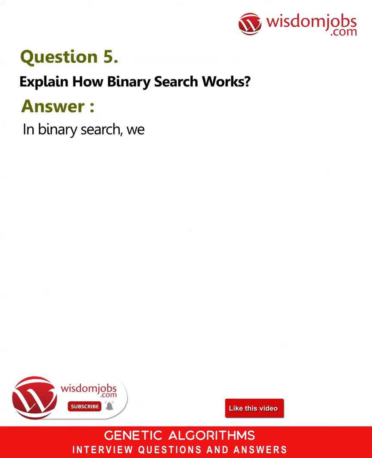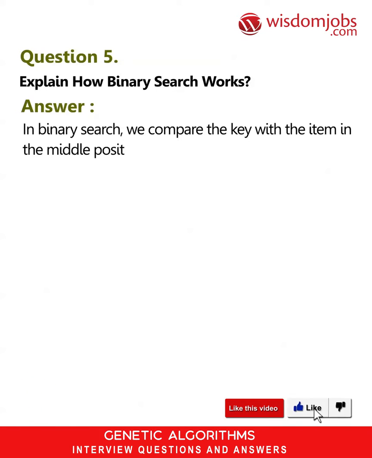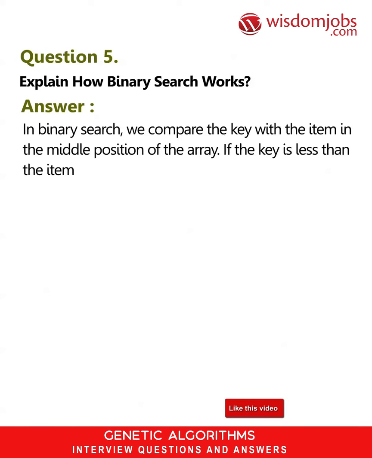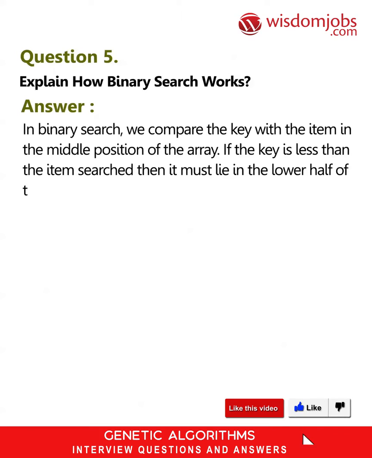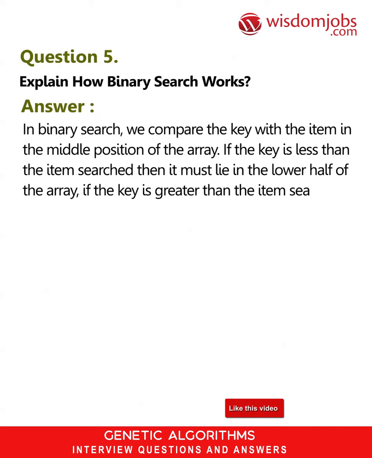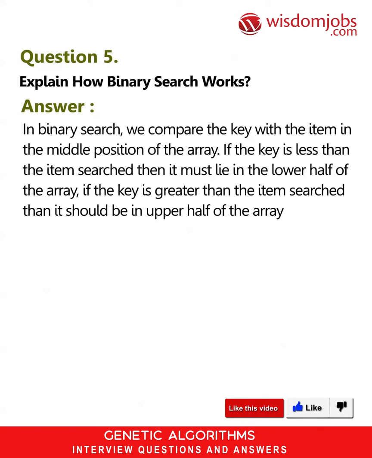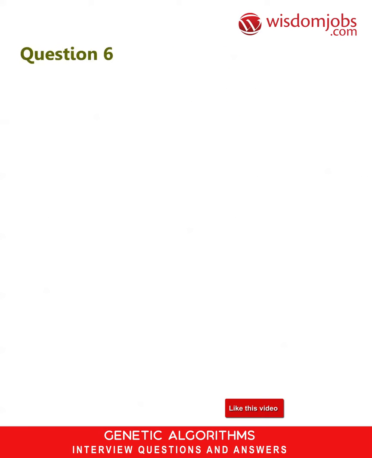Answer. In binary search, we compare the key with the item in the middle position of the array. If the key is less than the item searched, then it must lie in the lower half of the array. If the key is greater than the item searched, then it should be in the upper half of the array. Question 6. Explain what is bubble sort algorithm.